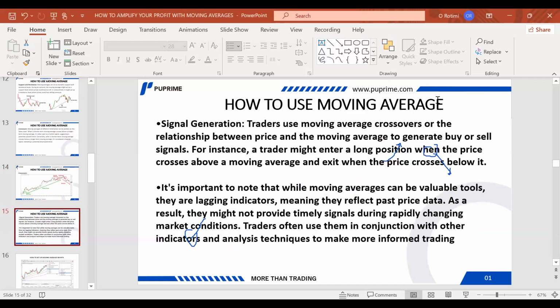So how to use the moving average? You can use the moving average to generate signals.